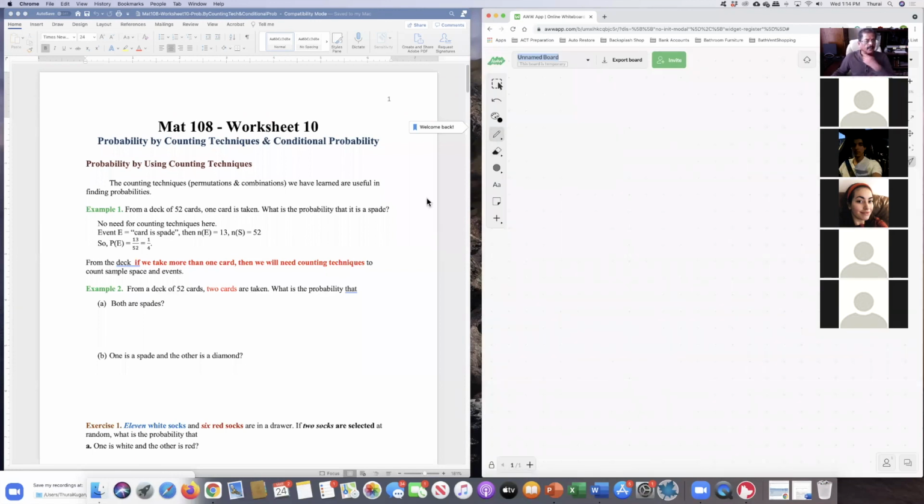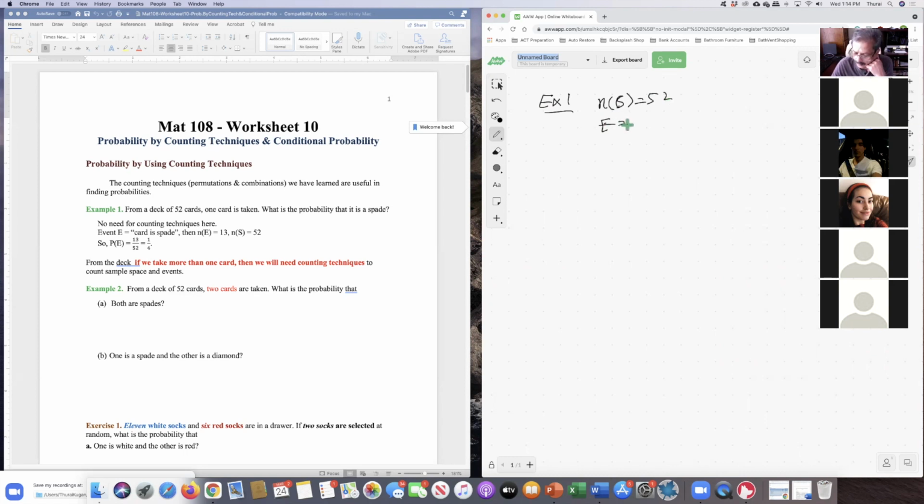I'm going to begin with example 1. From a deck of 52 cards, 1 card is taken. If you take 1 card, then you don't need a counting technique, because it's very clear there are 52 possible cards. So the count of the sample space is 52. I'm doing this example first to show you in what circumstances you don't need counting techniques. And then it says, what is the probability that it is a spade?